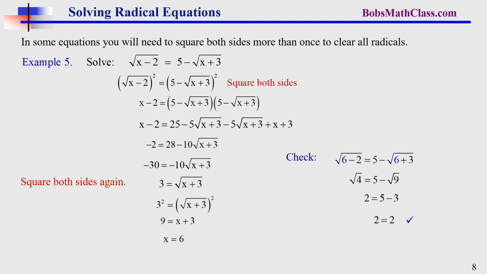Square root of 6 minus 2, that's 4. And the square root of 4 is 2, so you get a 2 on the left-hand side. On the right-hand side, plug in the 6. 6 plus 3 is 9. Square root of 9 is 3. 5 minus 3 is 2. It works. We feel good about it. You could box your 6, put it in braces, and we're done with this example.